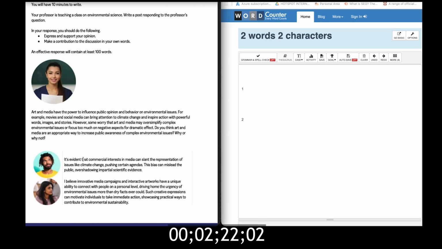These are the people's opinions. We're going to read them very quickly. It's evident that commercial interest in media can slant the representation of issues like climate change, pushing certain agendas. This bias can mislead the public, overshadowing impartial scientific evidence. So this person is kind of disagreeing, okay?